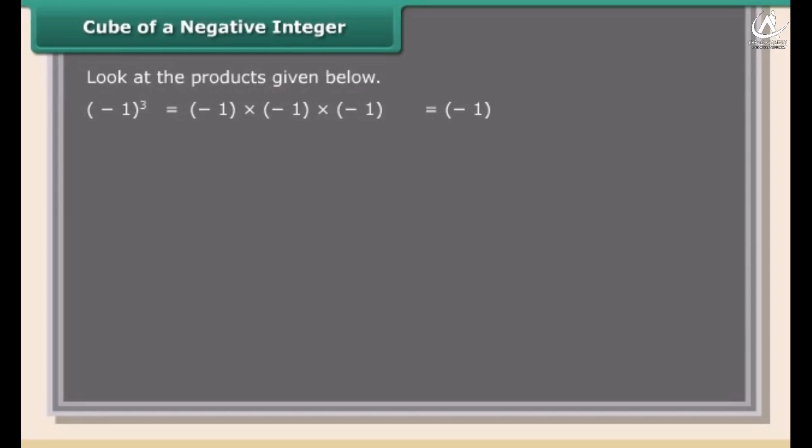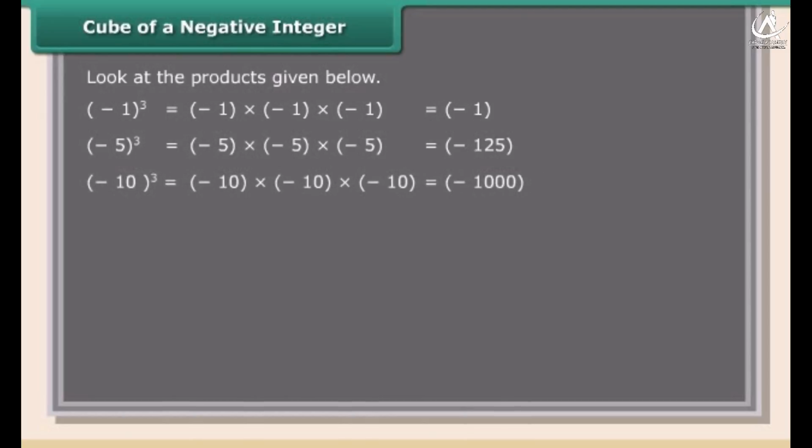Cube of a negative integer. Look at the products given below. -1 cube is equal to -1 into -1 into -1, which equals -1. -5 cube is equal to -5 into -5 into -5, which is equal to -125. -10 cube is equal to -10 into -10 into -10, which is equal to -1000. We conclude that the cube of a negative integer is negative.